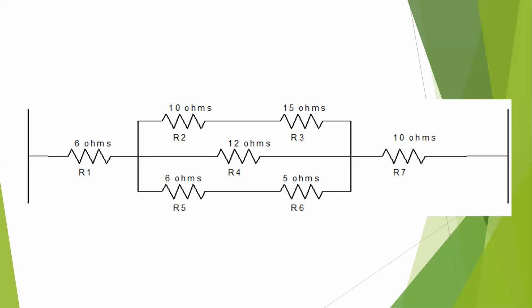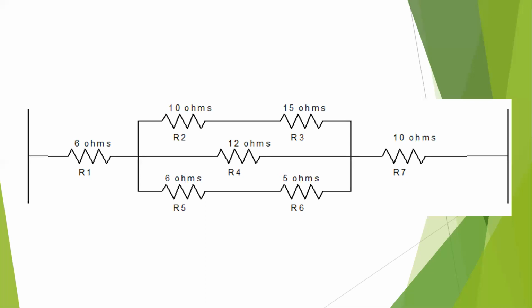Now we're going to find our R total. It's in series, so R total equals R1 plus R2 through 6 plus R7. We just add those up, and you get 20.67 ohms as your R total.